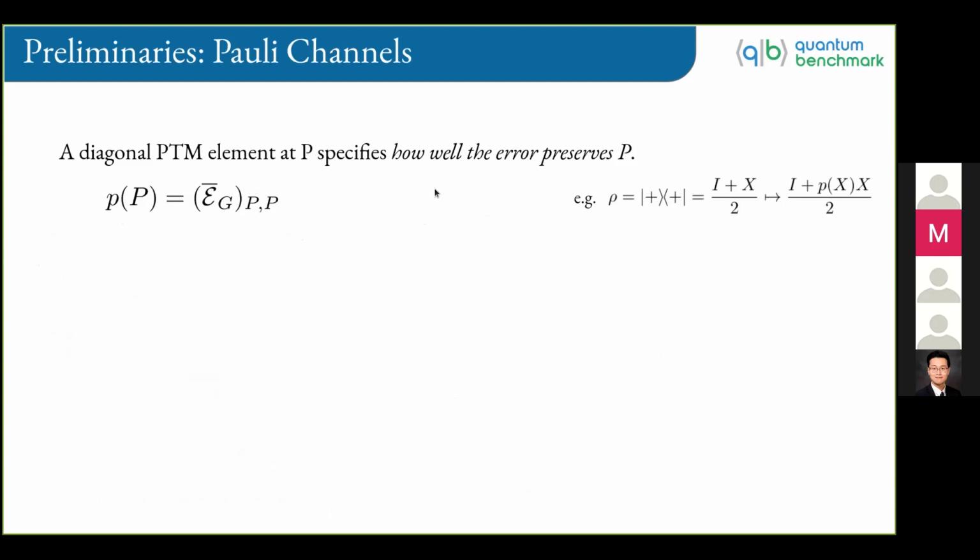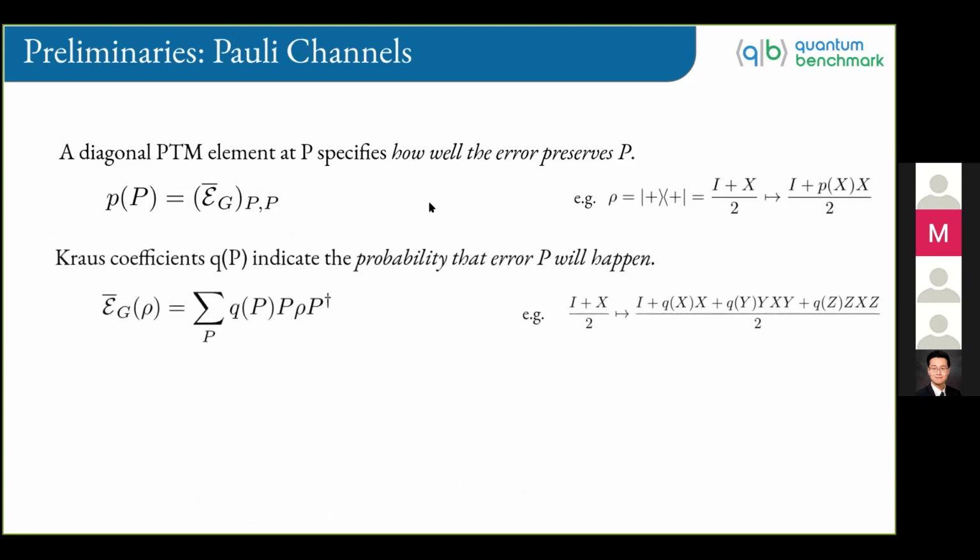We can introduce a reciprocal convention where instead of describing it as a Pauli transfer matrix, we describe it as a convex combination of Pauli errors, or as a Pauli Kraus map.